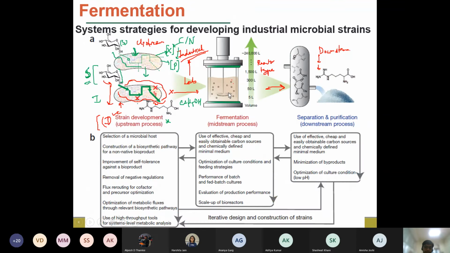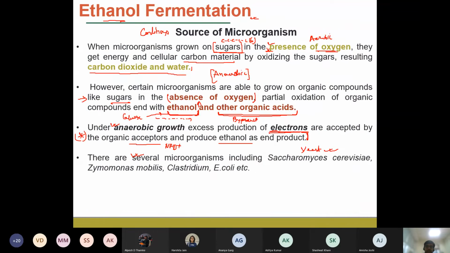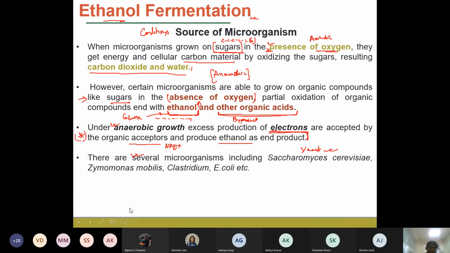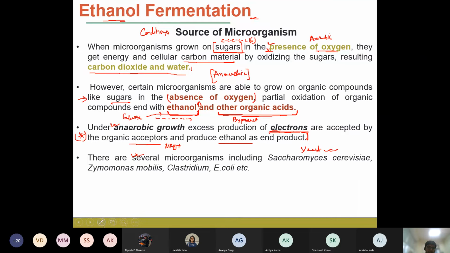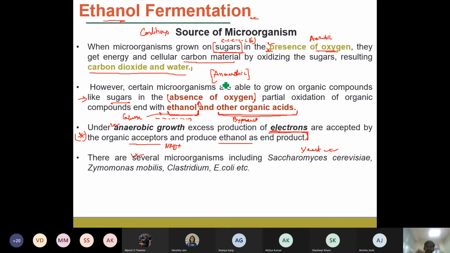So we have looked into these things, and then we started talking about solvent evaporations, and then we started looking at the characteristics of, for example, ethanol fermentation. We have looked at the fact that ethanol fermentation is an anaerobic process. What is an anaerobic process? That means the fermentation is taking place in the absence of oxygen. It is very important that when we are carrying out the fermentation, we maintain the anaerobic environment.